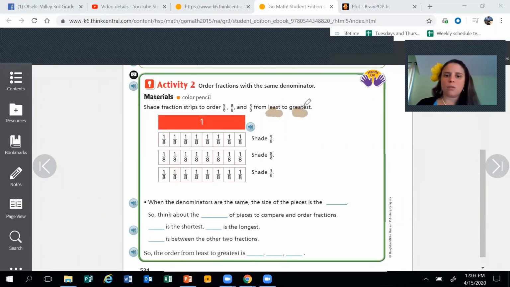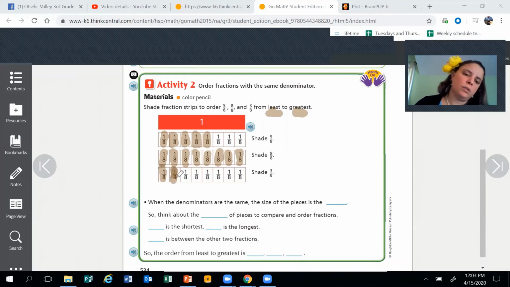Okay? So the directions say shade 5/8. 1, 2, 3, 4, 5. Shade 8/8. 1, 2, 3, 4, 5, 6, 7, 8. Remember, whenever it's the same number on the top and the bottom, it means it equals 1. Shade 3/8. 1, 2, 3. Okay?